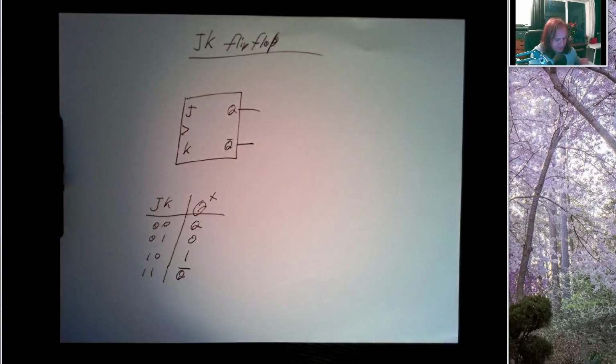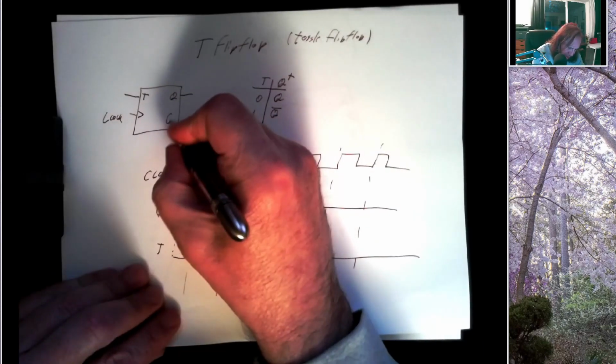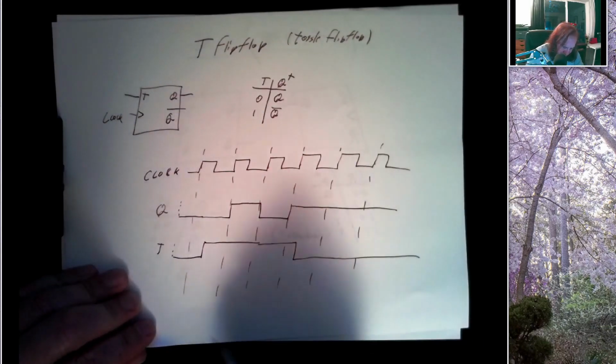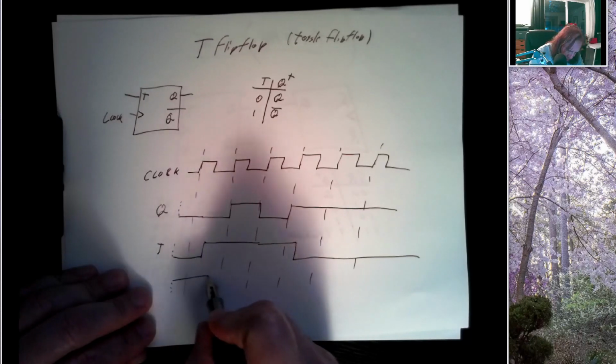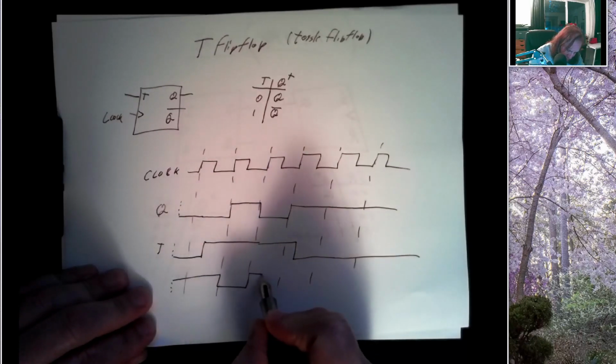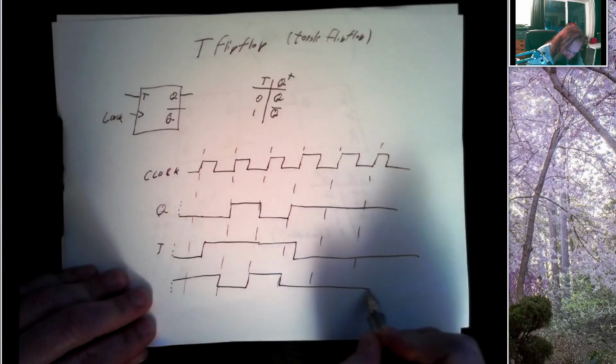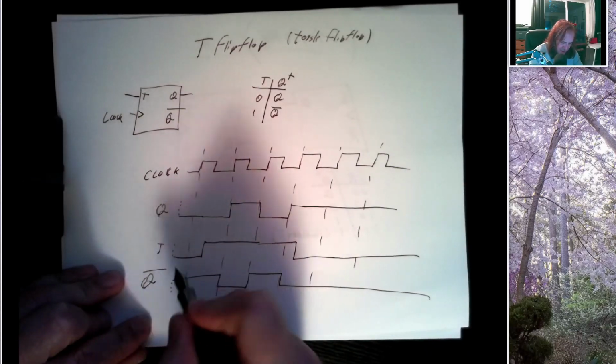If we take our T flip-flop and we look at the Q bar output, well, Q would start off high, and at this point it would go low, and then high, and then low. And it just does the opposite of what Q does.